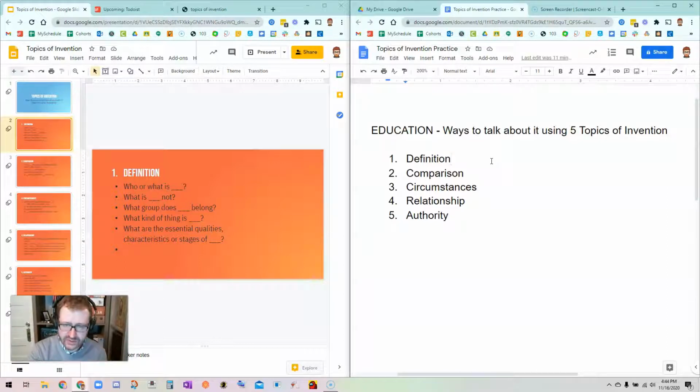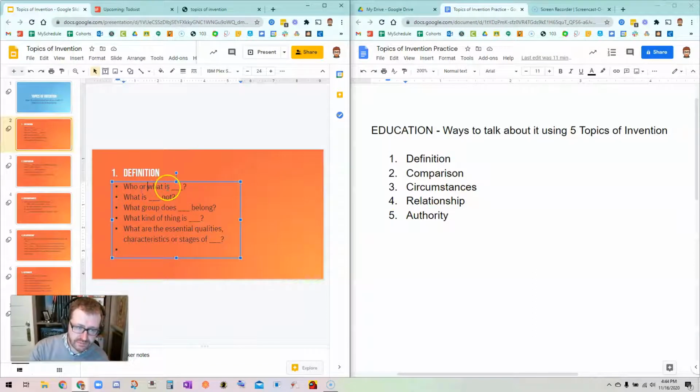So let me give you an example. This is all really abstract. Let's say I'm writing about education. I'm making sort of a philosophical argument about that. Definition is about understanding who or what something is, what it's not, what groups it belongs to, what kind of thing it is, and what are the essential qualities of it.